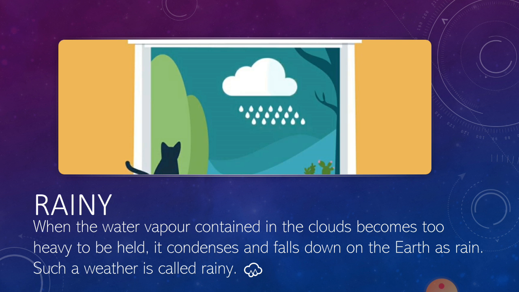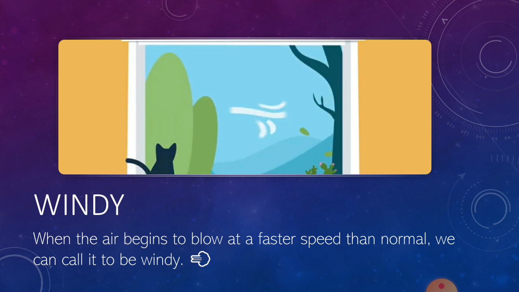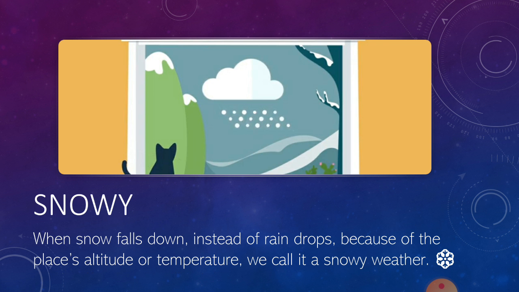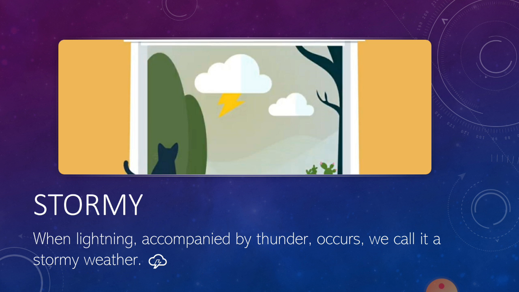Rainy. When the water vapor contained in the clouds becomes too heavy to be held, it condenses and falls down on the earth as rain, and such a weather is called rainy. Windy. When the air begins to blow at a much faster speed than normal, we can call it to be windy. Snowy. When snow falls down instead of raindrops because of high altitude or cold temperatures, we call it a snowy weather. Stormy. When lightning accompanied by thunder occurs, we call it to be a stormy weather.